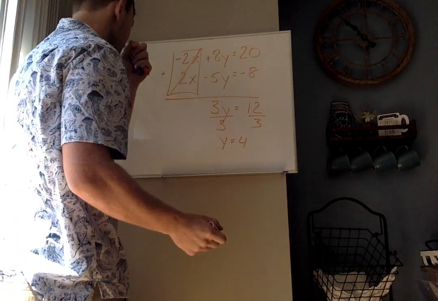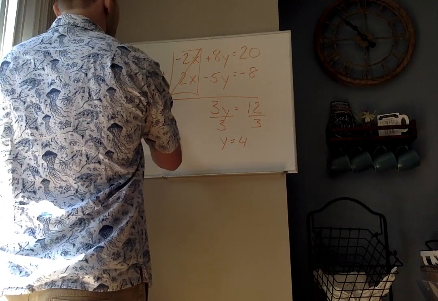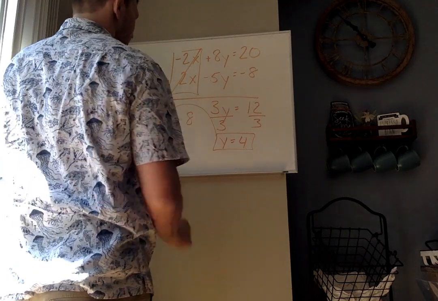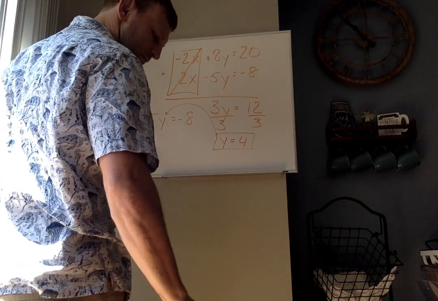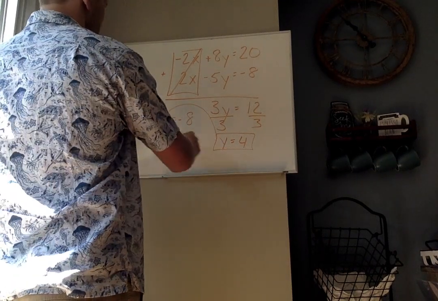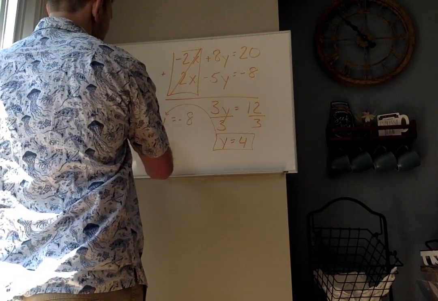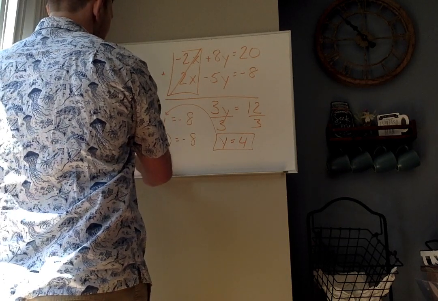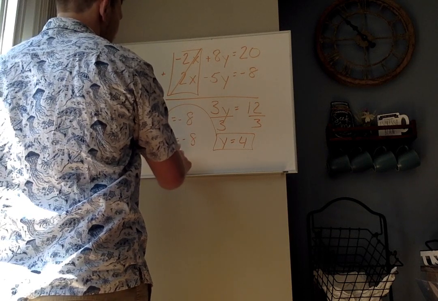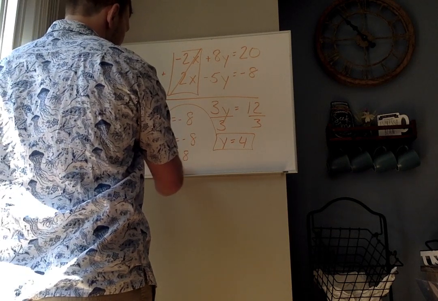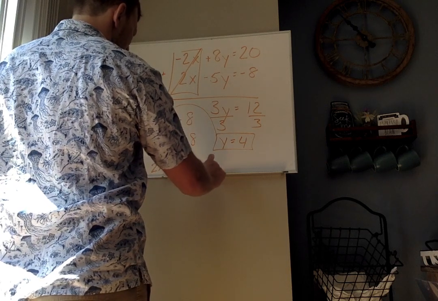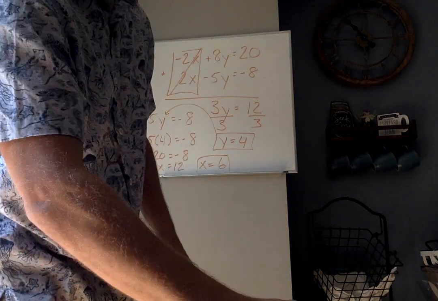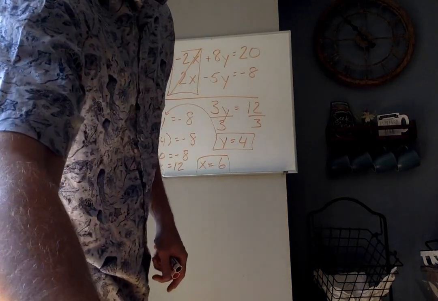Now I'm going to pick one of my equations. I like the bottom one better, so it's 2x minus 5y equals negative 8. You could pick the top one if you want. Okay? So I'm going to plug that in. I have 2x minus 5 times 4 equals negative 8. I'm going to simplify that. So 2x minus 20 equals negative 8. Add 20 to both sides. 2x equals 12. So x equals 6. So I have 6 and 4.